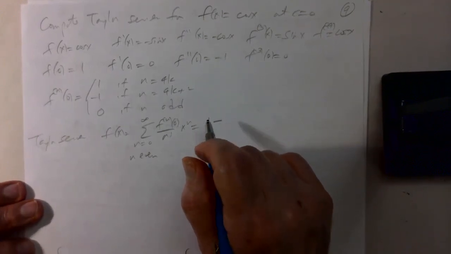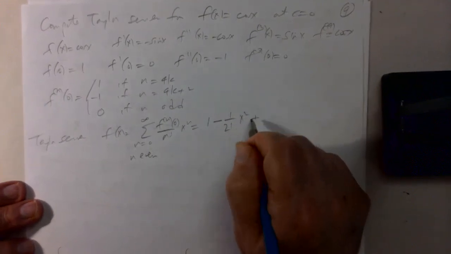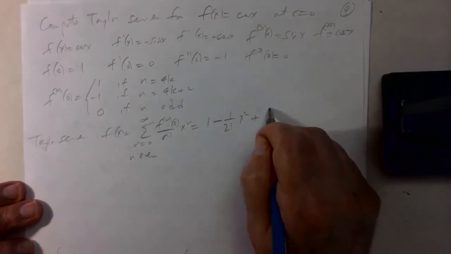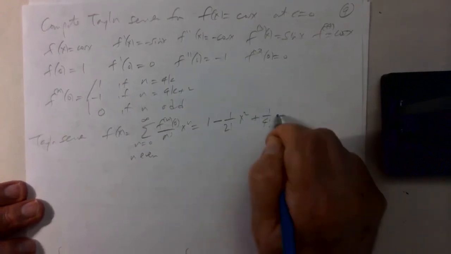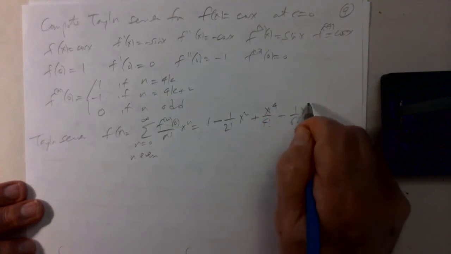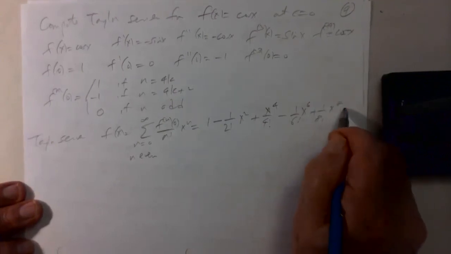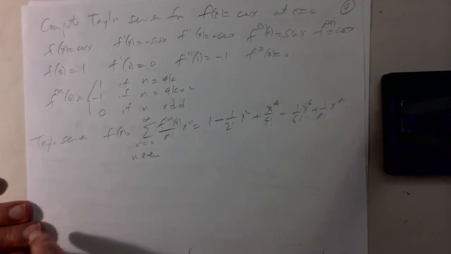so what do we get when k is equal to 2? 1 over 2 factorial x squared. When k is equal to 4, 1 over 4 factorial x to the 4th, minus 1 over 6 factorial x to the 6th, plus 1 over 8 factorial x to the 8th, and so on forever. That is the Taylor series.